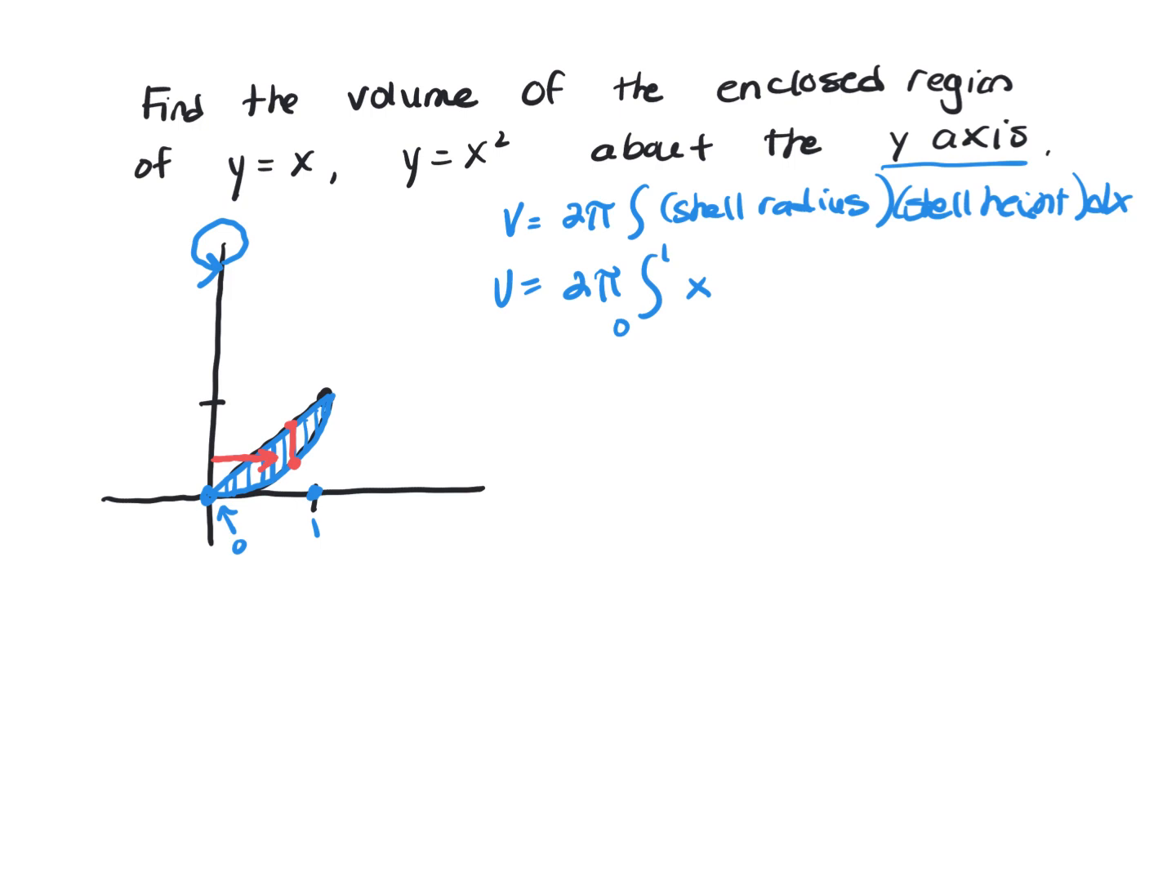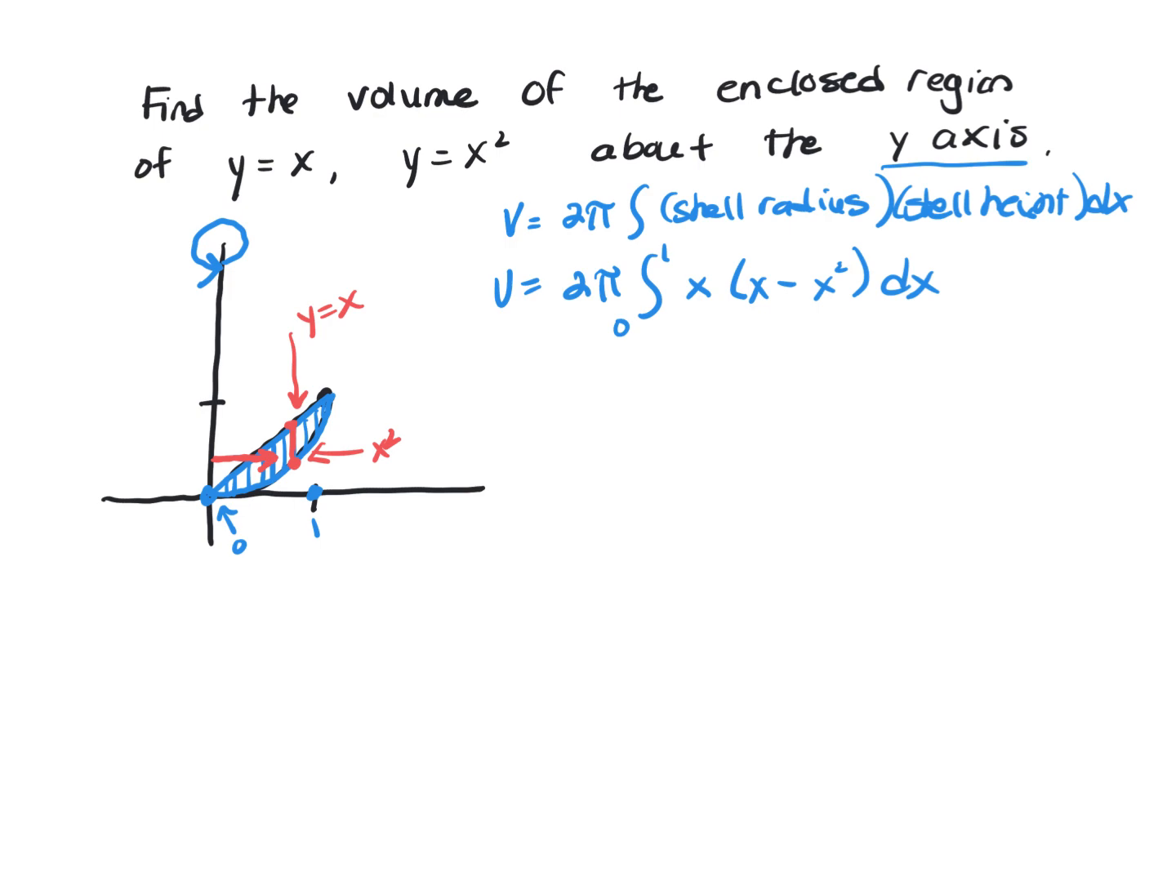And to find that length, you're going to take the top curve, which is y equals x, and the bottom curve is y equals x squared. So that distance of the rectangle will be the top curve minus the lower curve. So top curve is x minus the lower curve is x squared, and this is a dx problem.